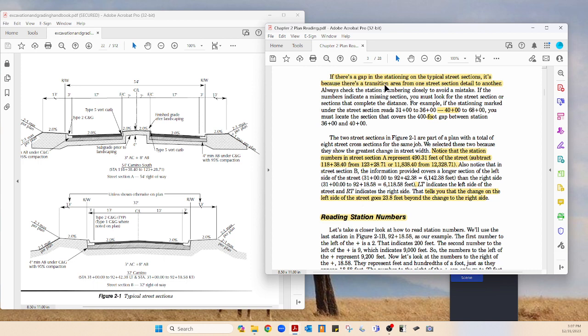If there's a gap in the station, and I don't have a gap in either one of these, I think that's why they gave them to us. If there's a gap in the stationing on the street sections, it's because there's a transition area from one section detail to another. And there may be some different kinds of templates in there. Always check the station numbering closely to avoid a mistake.